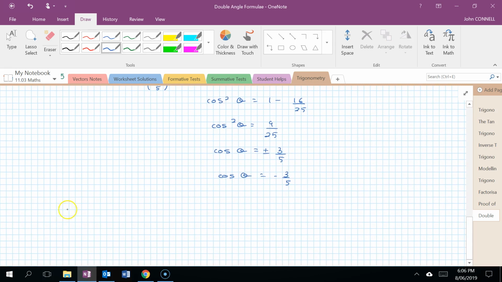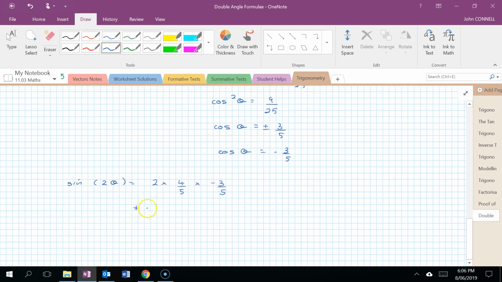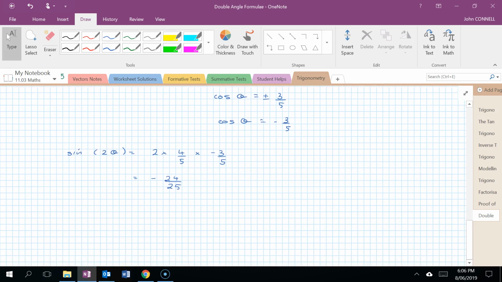Once we've got that, we can go sine of 2 theta. We know it's 2 times sine theta cos theta. Now sine theta was 4 on 5, and cos theta we just found is minus 3 on 5. If we put that all together, we get minus 24 on 25. So 4 by 3 by 2 is 24, and 5 by 5 is 25. So sine 2 theta is minus 24 on 25.